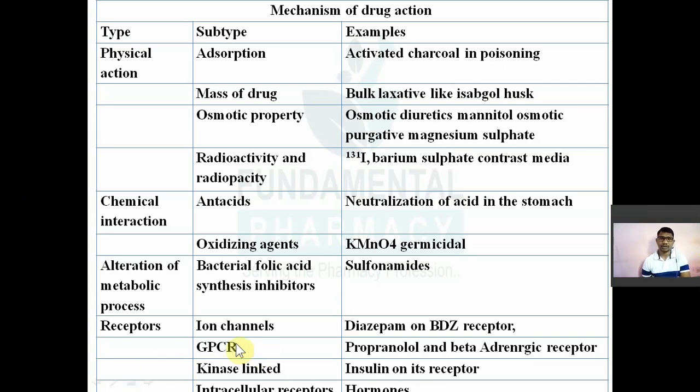Then G protein coupled receptor: a drug may interact with the G protein coupled receptor. For example, propranolol, beta blockers. Beta blockers will act on a beta receptor. Propranolol is also a beta blocker.